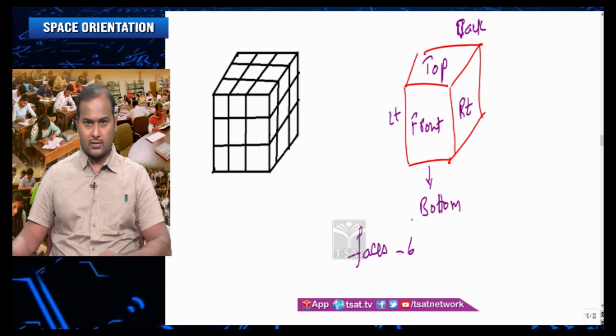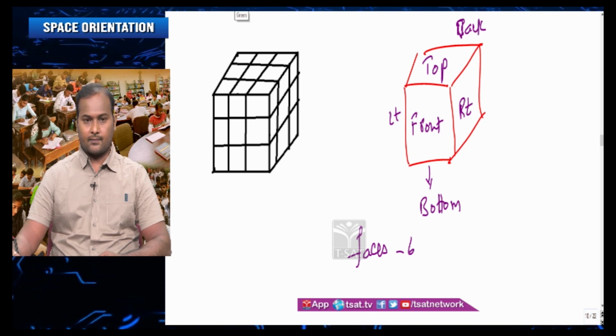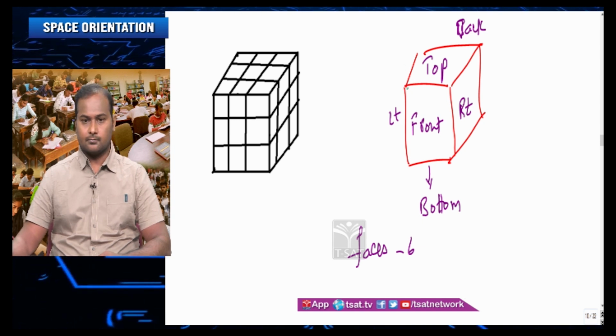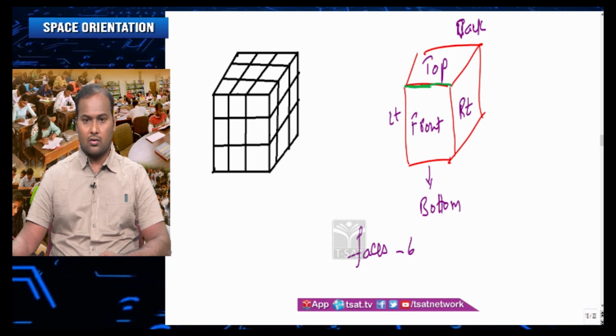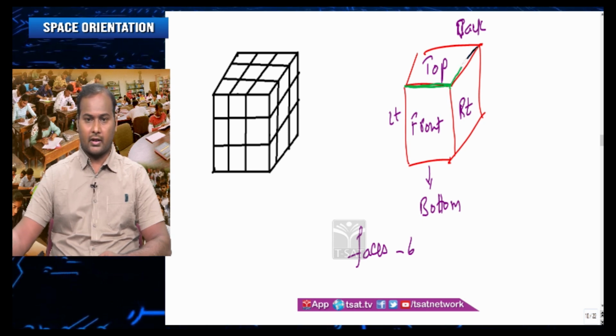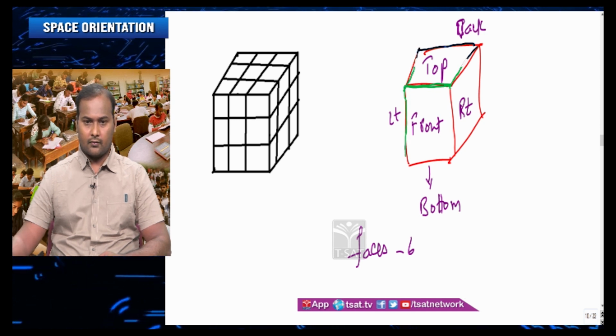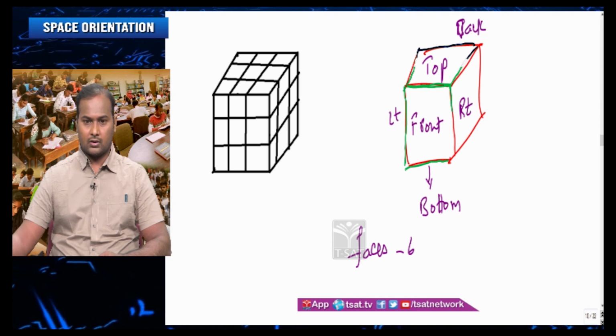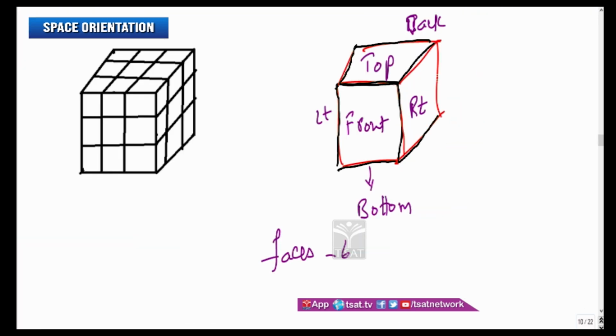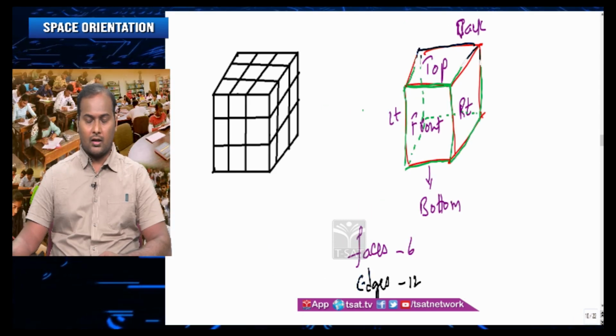Faces are always 6. Now, how many edges? This is very, very important. How many edges are we having? So this forms one edge. This forms one edge. Second, third, fourth, fifth, sixth edge, seventh, 8, 9, 10, that is on the back, 11 and 12. So whenever we talk about edges, how many edges are we having? Edges are always 12.